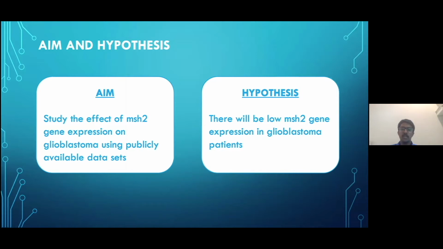My hypothesis is that there will be low MSH2 expression in glioblastoma patients. My reasoning behind this is MSH2's key role in the mismatch repair pathway. If there is low MSH2 expression, the MMR pathway won't function properly. I hypothesize that this will then lead to glioblastoma in the patients.